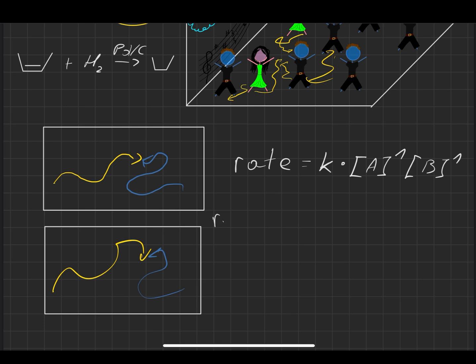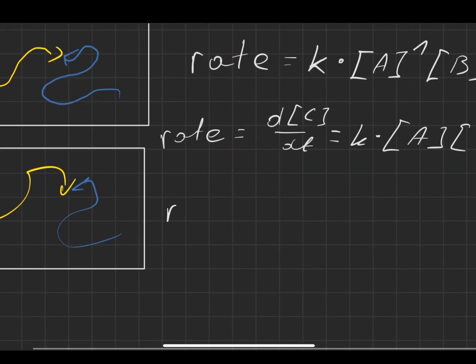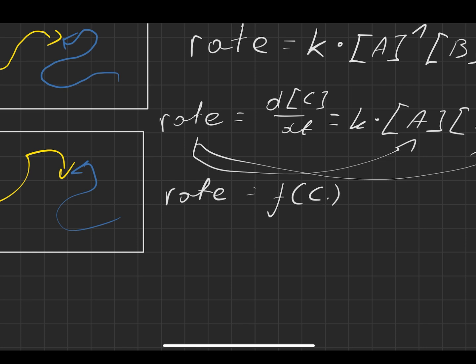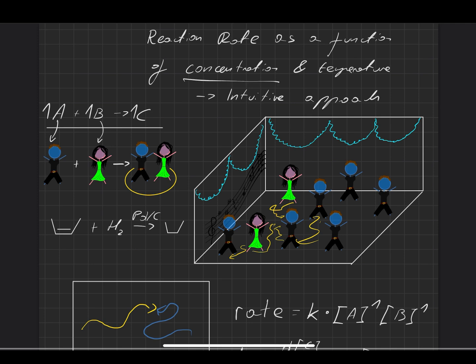So for the people that are more interested in mathematical aspects, we define the rate as the derivative of the concentration with respect to time. So for component C, it would be dC/dt equals K times A times B. So we can already see that the rate is going to be dependent on the concentrations, right? So we can denote very easily that rate is a function of concentration. This is something that we know from the very topic.